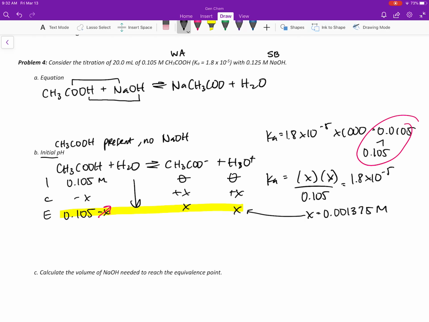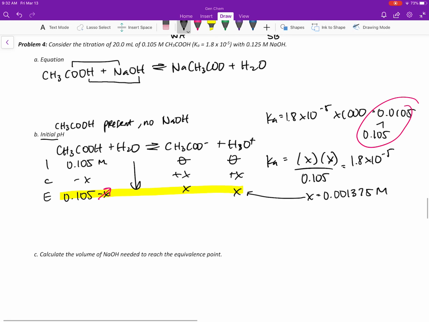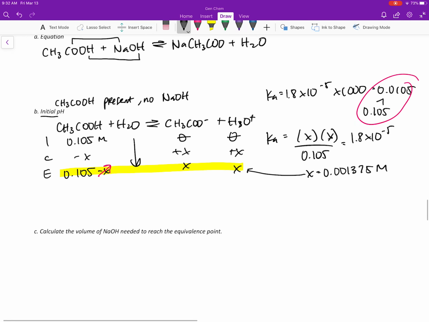And I want to know the pH. So if I know what x is equal to, I know what hydronium is equal to, and I can plug that in to the pH is equal to the negative log. And I should get a pH of less than 7, which I do, which is 2.86. So that's my initial pH of acetic acid before I've added any sodium hydroxide.